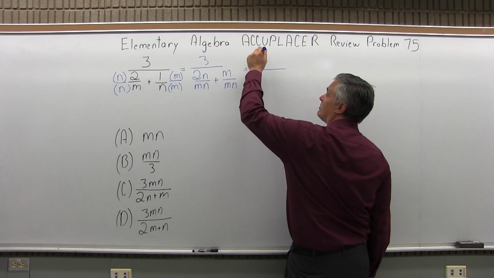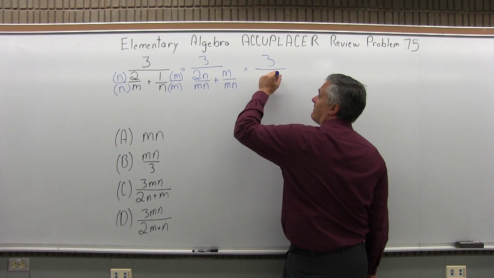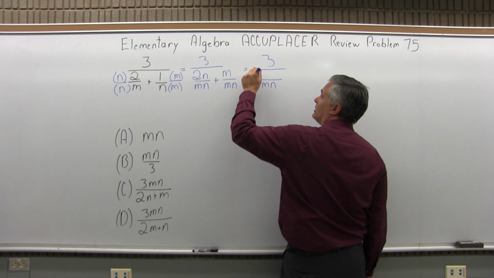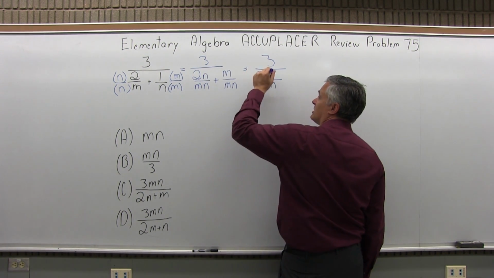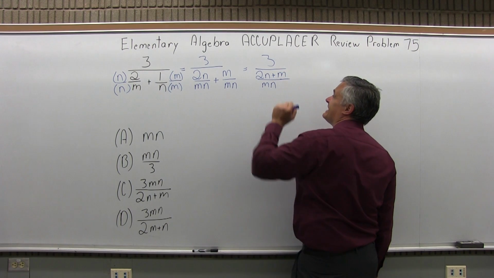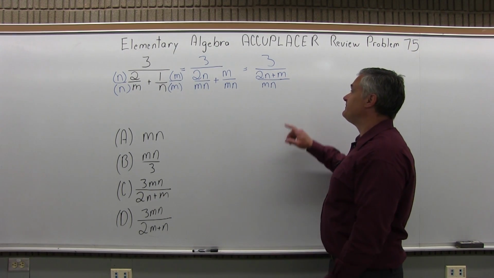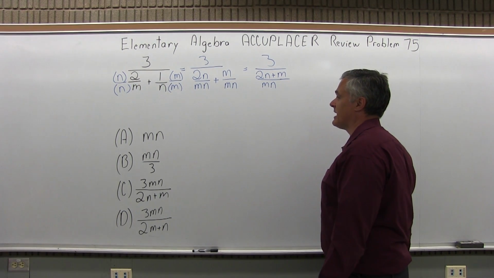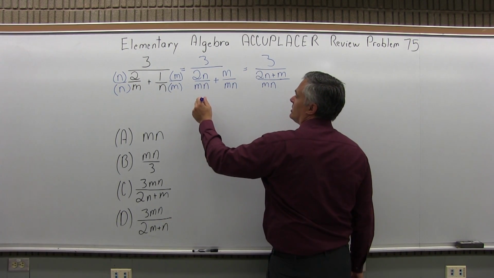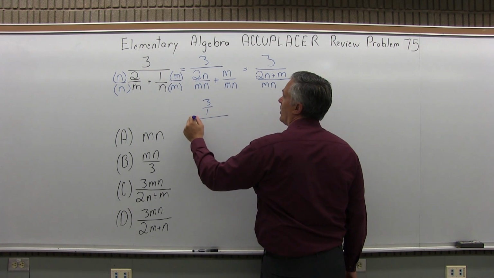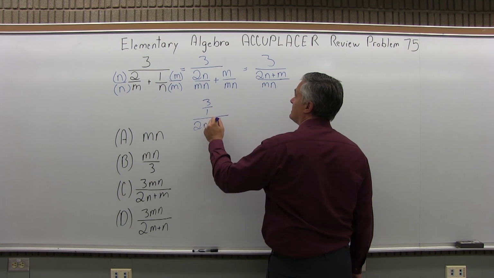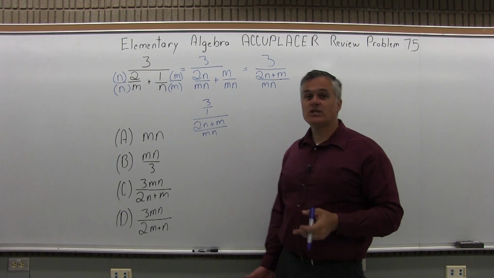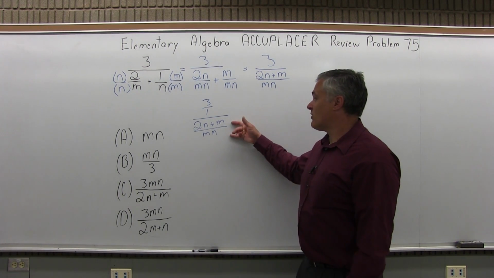So the 3 on top will stay on top. And now I have a common denominator for my bottom fractions of mn. And I'm going to add 2n from the first fraction plus m from the second. Now, I can't really combine the m and the n. It'd be nice if I could simplify a little bit more, but it's not going to happen. So the 3 on the top, let me think of it as 3 over 1 over 2n plus m over m times n.